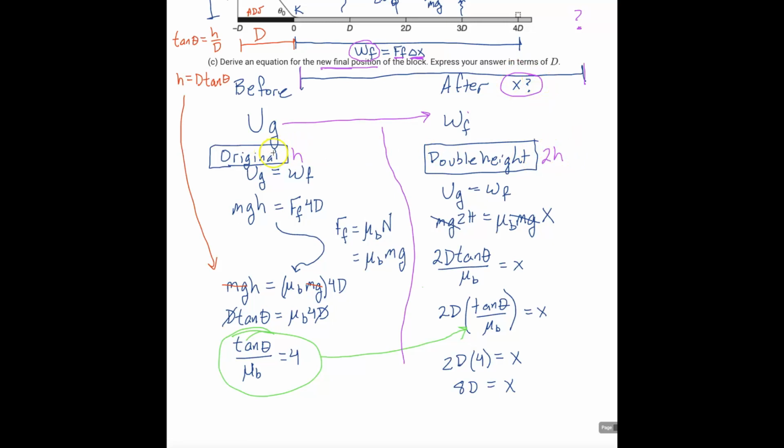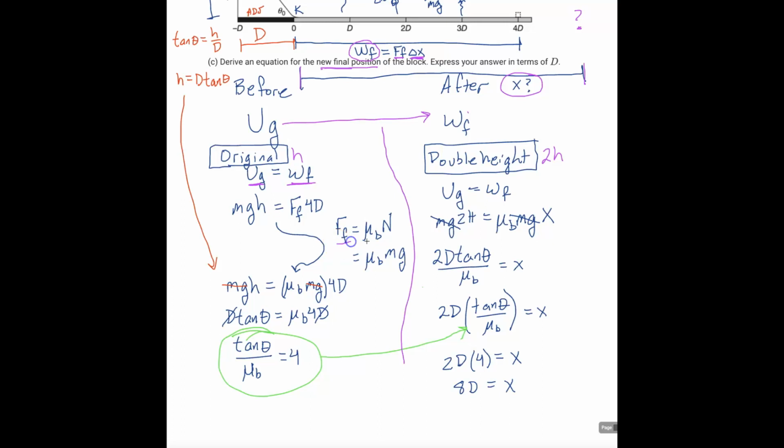Well, unfortunately, we have to start with the original energy and find out how much work is done by friction just to get to 4D. Once we do that, now we can then use double the height and try to figure out where it goes. So here we've got mgh is equal to the force of friction, and then I said times 4d because notice it's 4 times the distance. It says 4d, so that's what our distance is that the friction acts over.